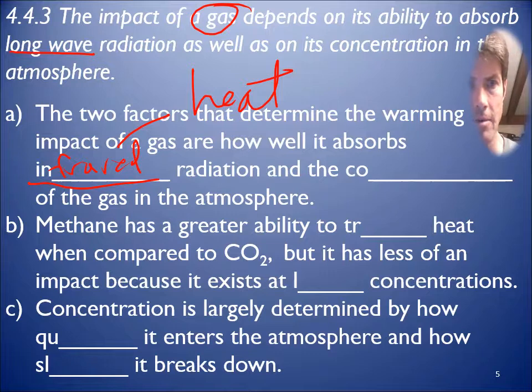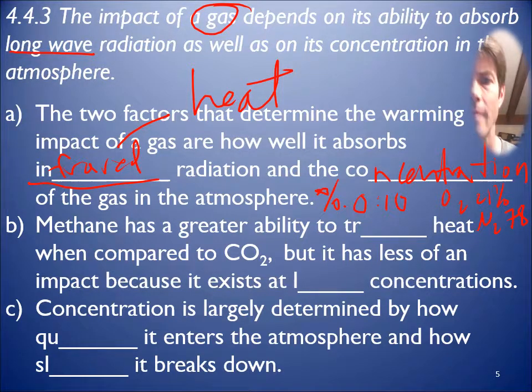So how it absorbs, and this is concentration here. So how much is in the atmosphere? Now remember, CO2, for example, is 0.04%, which is pretty low, especially compared to oxygen, it's 21%, or nitrogen, that's 78%. So it's low, but it has a big impact.